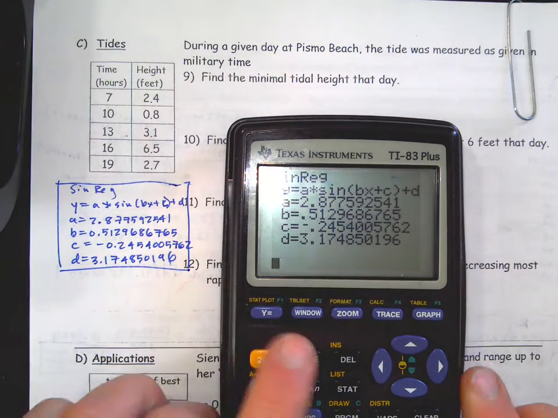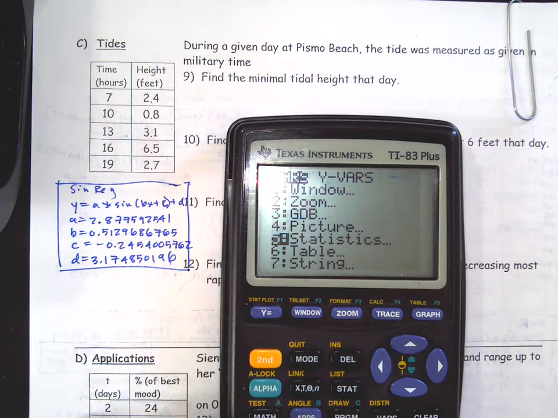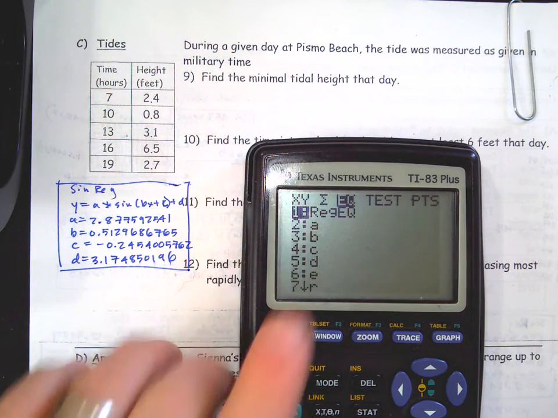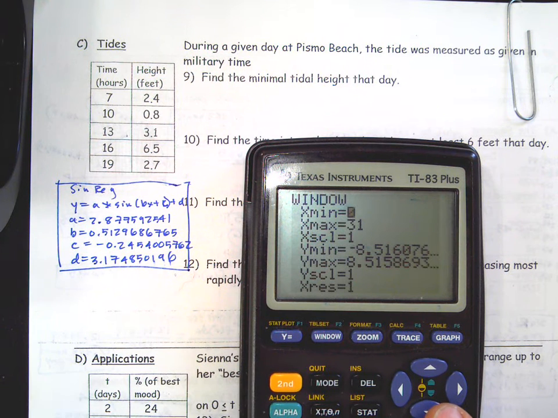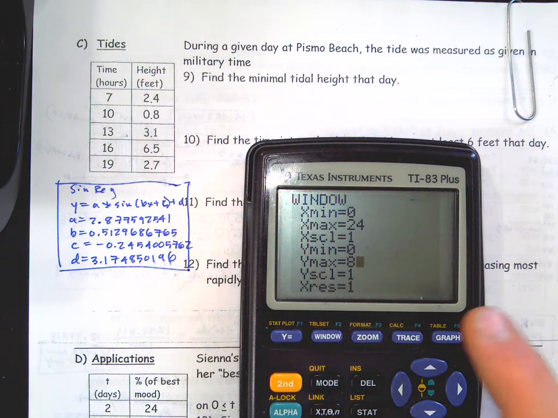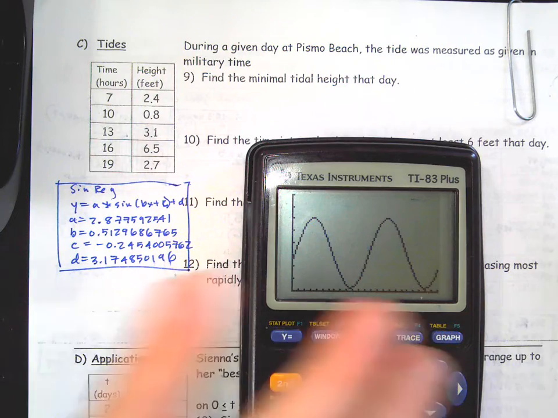So we want to go to y equals, and we want to get in here. So we're going to go y equals vars, number 5, statistics, equations, reg equation. Paste it in there. Perfect. Go to window. This is time in a day, 0 to 24. The values, I don't know. They might be 0. You could have negative height of a tide, right? So I don't know. We could go back and change this letter 0 to 8. Graph it.